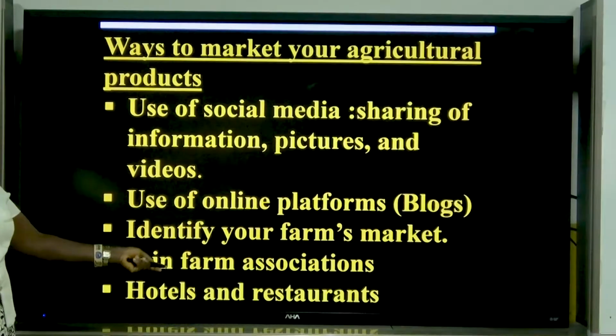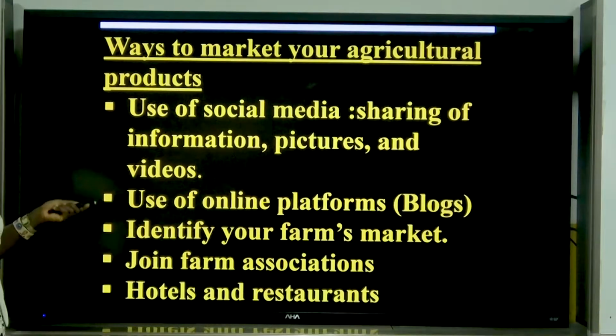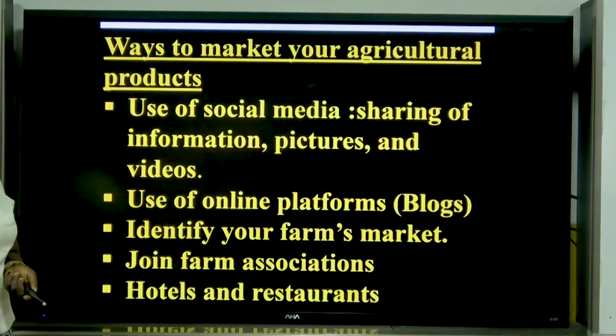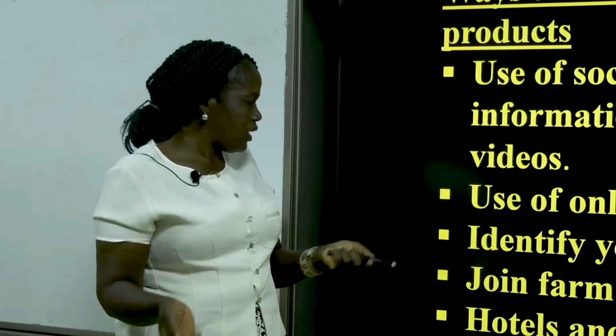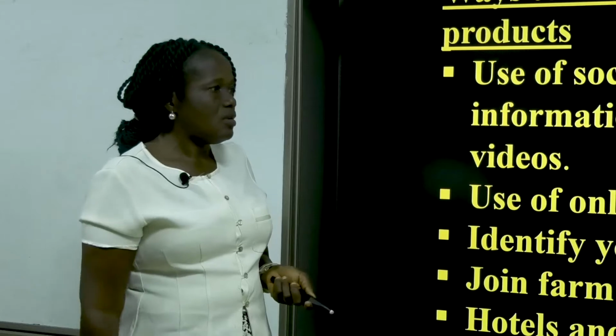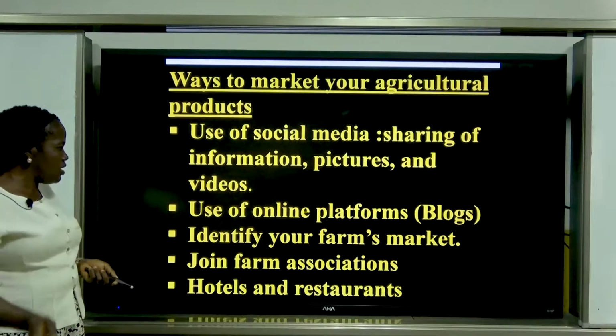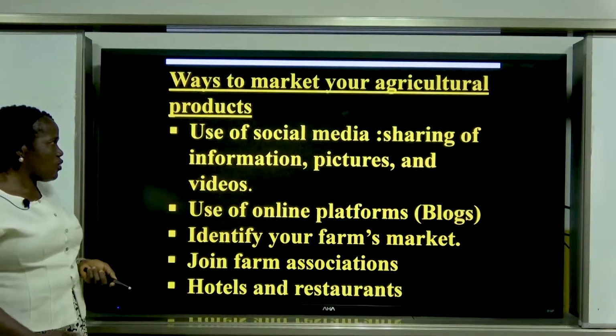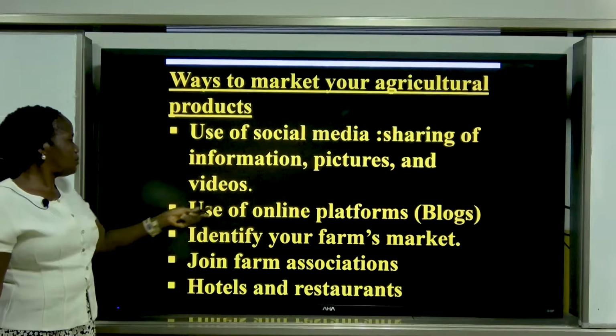Then hotels and restaurants. That is another place you can sell your agricultural products. After harvesting, you can take them to a hotel to go and sell, or a restaurant to go and sell your goods. That is your agricultural produce. You can take them to any hotel or any restaurant so that you'll be able to sell your products.